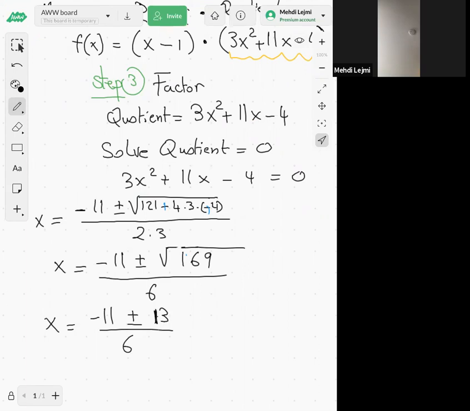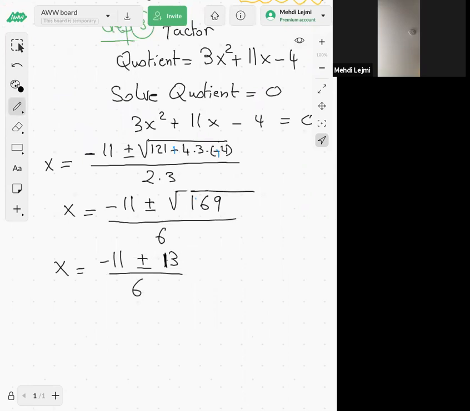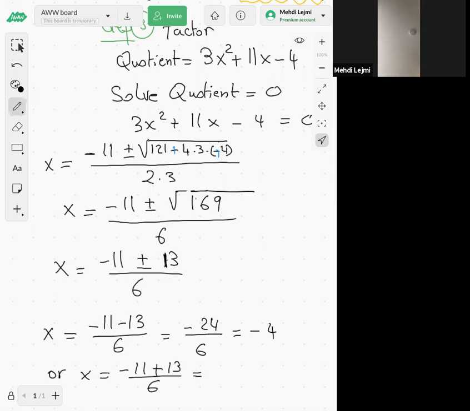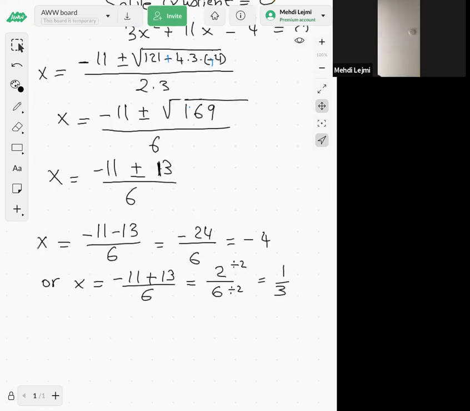All right, and so of course then your x is negative 11 minus 13 over 6. That's negative 24 over 6. So that's negative 4. Or x is negative 11 plus 13 over 6. So that's 2 over 6. You reduce the fraction, right? Here you divide by 2, divide by 2. So that's 1/3. Right? So I got negative 4 and 1/3. So what am I going to do with this negative 4 and 1/3? Those are the solutions of my quotient equal to 0. So what am I going to do with them?